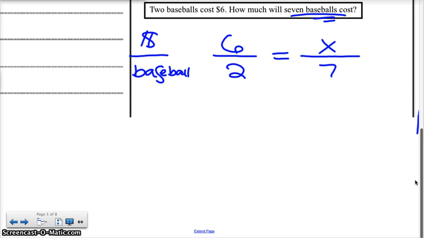Now I can solve. 2x is equal to 42. x is 21. Now granted, you could do that one in your head. I get that. Or another strategy would be to determine how much for 1 and times it by 7. That's the unit rate way, which is totally fine too. Next one.